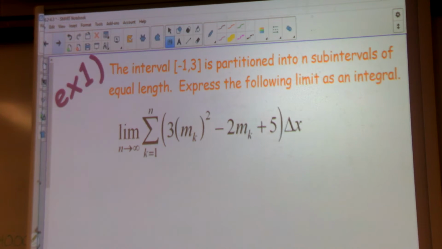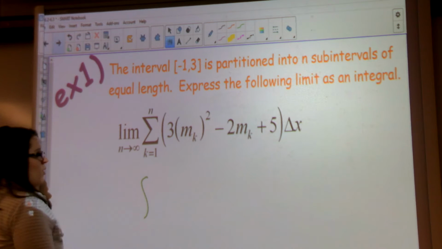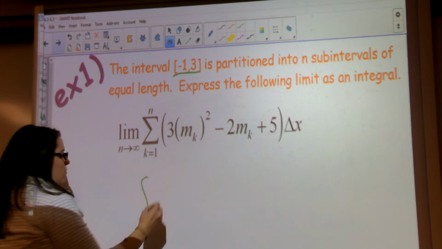Okay. Okay, very, very easy question. It will actually take longer to read than it is to do. Saying the interval -1 to 3 is partitioned into n subintervals of equal length. We're going to express this as an integral. That is a hot mess. We're going to write it as an integral. Okay, so we know we're going from -1 to 3.